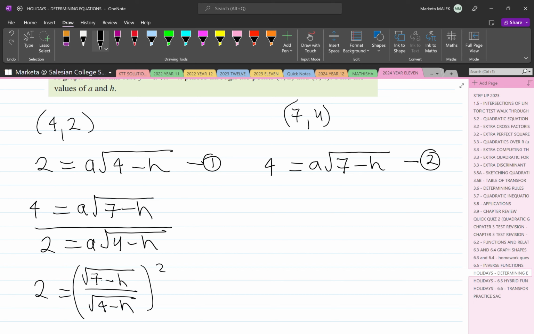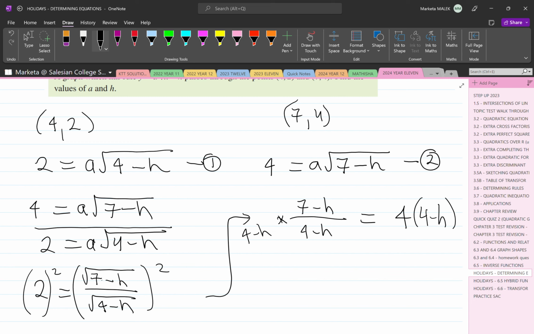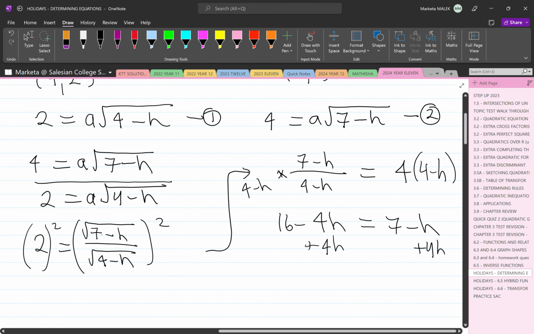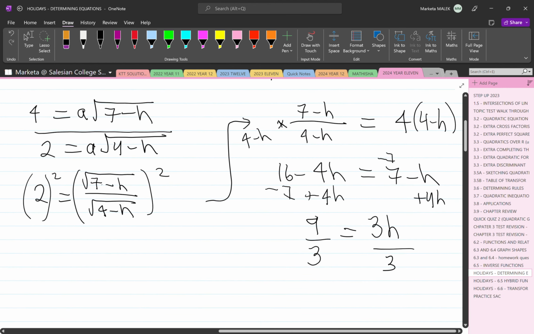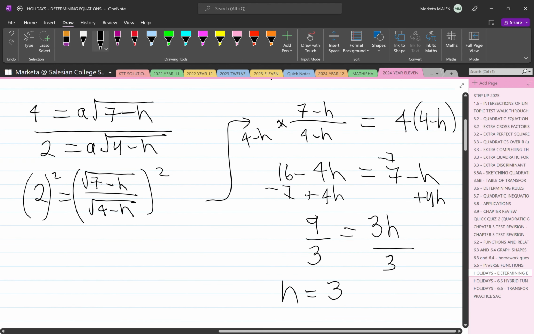So we'll square this, so we get 7 minus h over 4 minus h equals 4. Multiply both sides by 4 minus h, and then we're going to have 16 minus 4h equals 7 minus h, and now I can just solve. So let's see, I'm going to say -h plus 4h. So we're going to have 3h, and we'll minus 7 equals 9. And I get h equals 3. So that's the value of h.